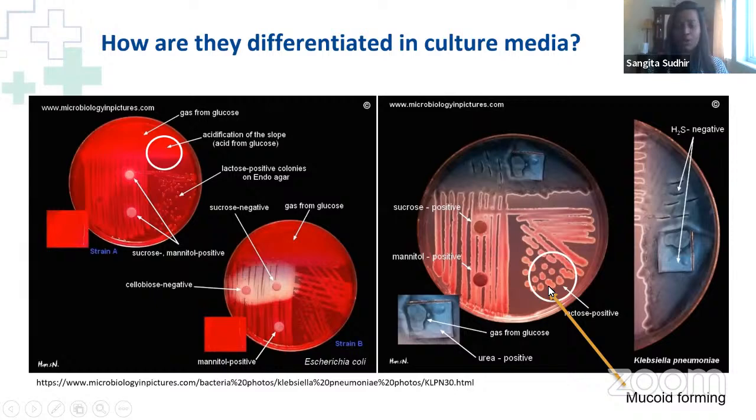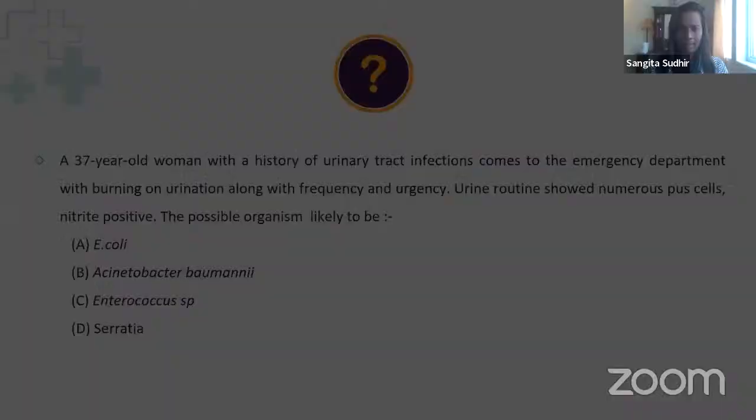And here you can see that there is also gas production. There are mucoid colonies, and upon prolonged incubation, they coalesce together. So this is suggestive of Klebsiella pneumoniae. I hope till now you got some understanding.